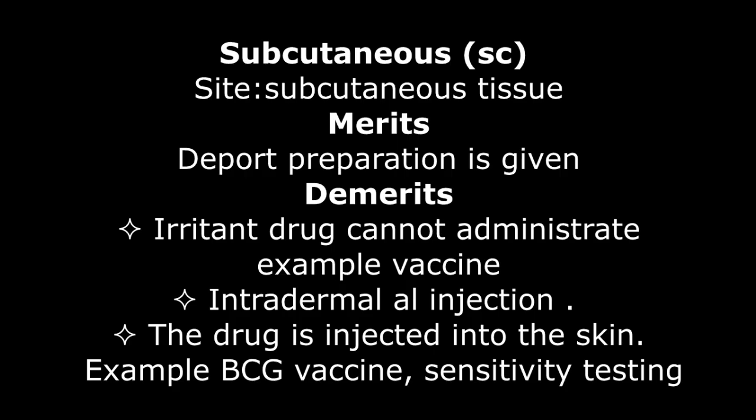Subcutaneous, SC. Site: subcutaneous tissue. Merits: depot preparation can be given. Demerits: irritant drugs cannot be administered. Example: vaccine. Intradermal, ID injection: the drug is injected into the skin. Example: BCG vaccine, sensitivity testing.